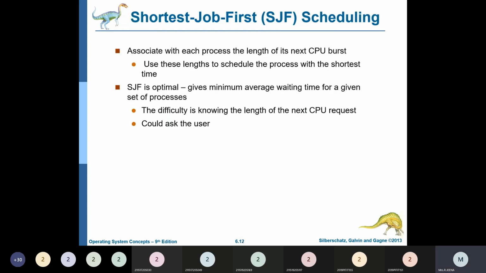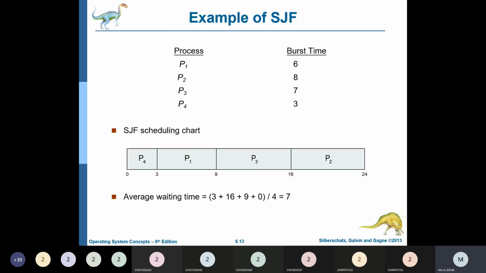Moving on to the next scheduling algorithm, shortest job first scheduling. This algorithm associates with each process the length of the process's next CPU burst. When the CPU is available, it is assigned accordingly. Now there are four processes: P1, P2, P3, and P4. Looking at the burst times, P1 takes 6, P2 takes about 8, P3 takes about 7, and P4 takes about 3.